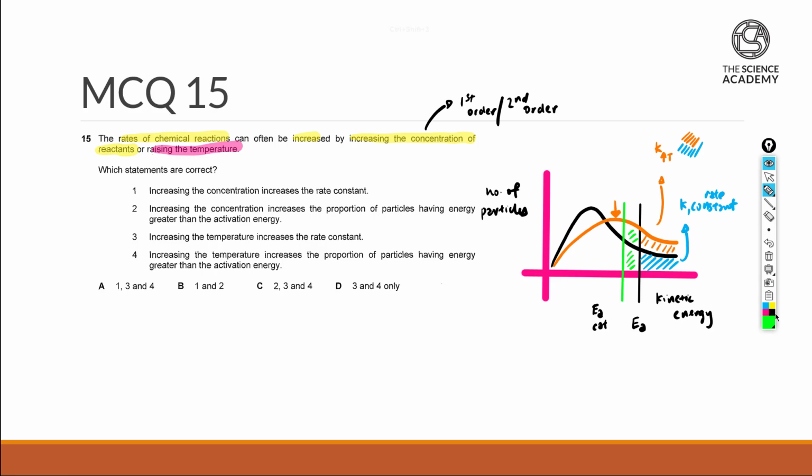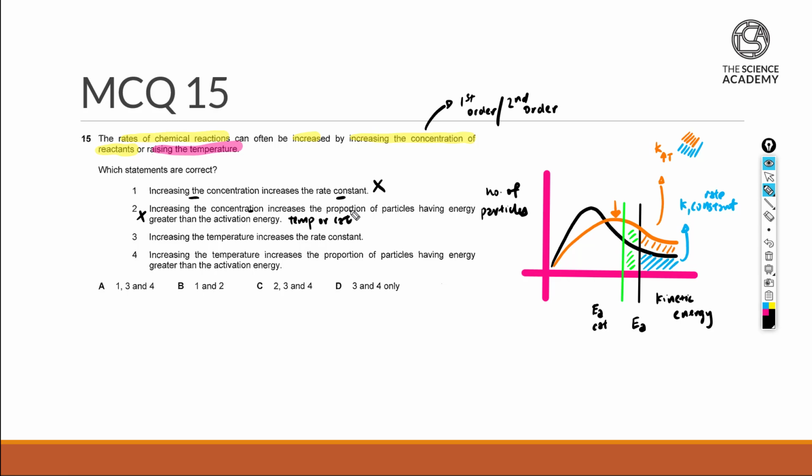So going through each of the statements here, in part 1, increasing the concentration increases rate constant. This is true. In part 2, increasing the concentration increases the proportion of particles having energy greater than activation. Now this can only be manipulated by using temperature or catalyst. So this is untrue again for option number 2.